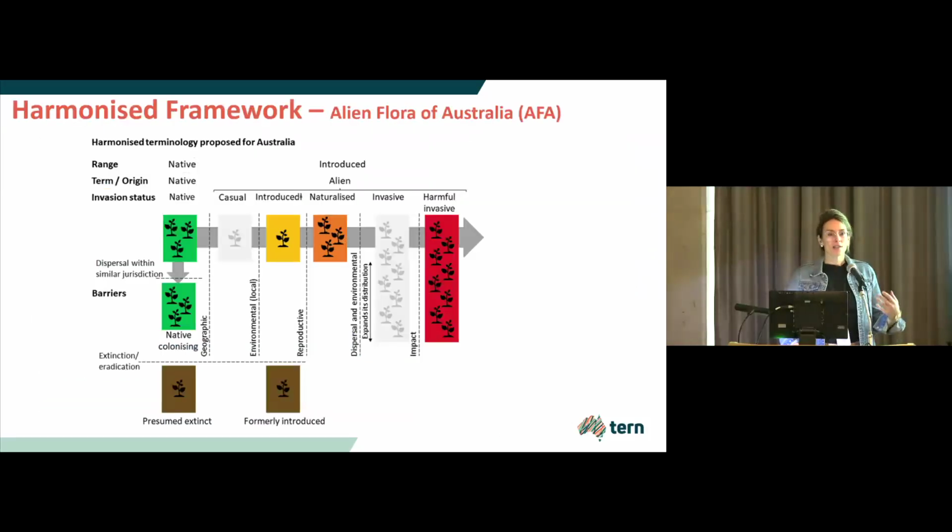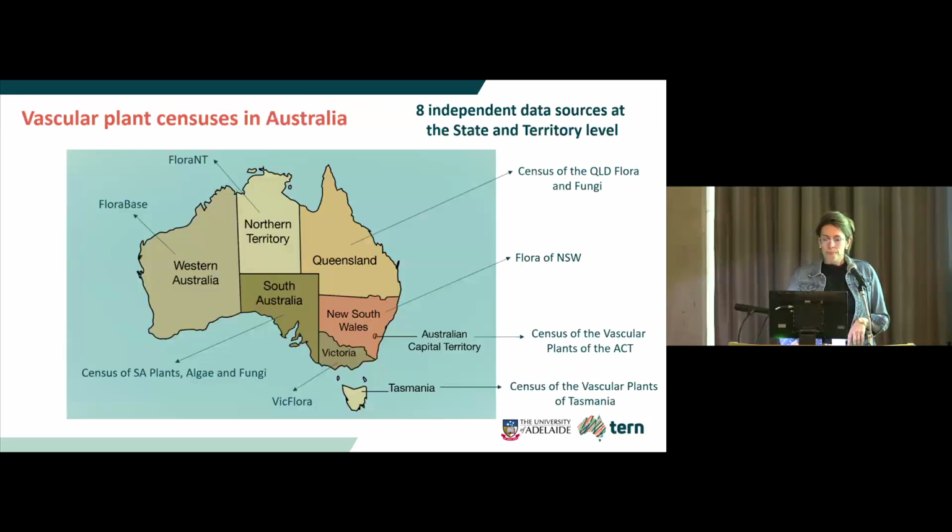So the harmonised framework. This is a framework that IRE came up with as she was working through this process, using the Australian data sets as an example. We've referred to this as the Alien Flora of Australia framework. To undertake this work, we had to obtain 8 independent data sources at the state and territory level.